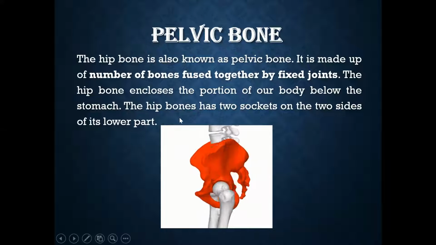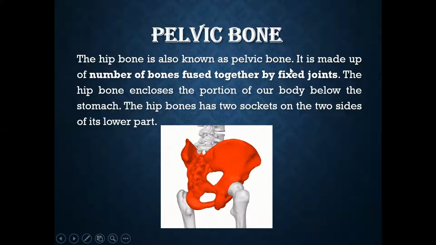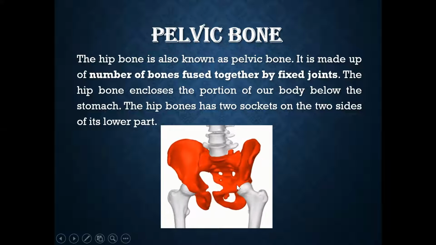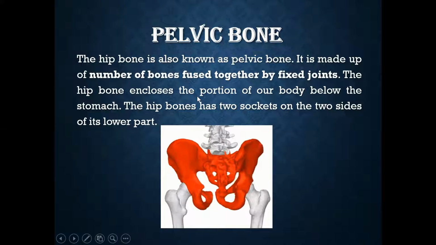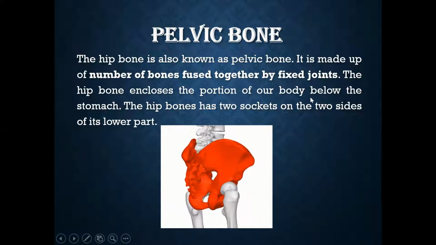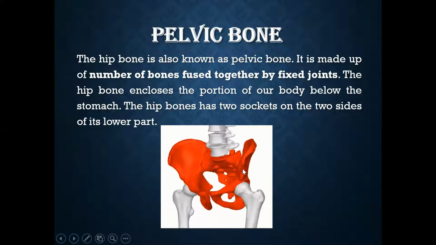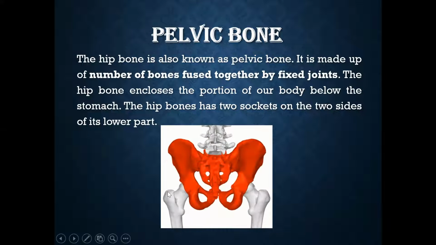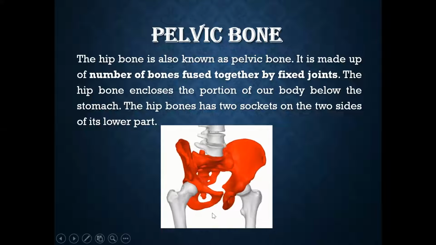Pelvic bone. The hip bone is also known as pelvic bone. It is made up of a number of bones fused together by fixed joints. The hip bone encloses the portion of our body below the stomach. The hip bone has two sockets on either side of its lower part.